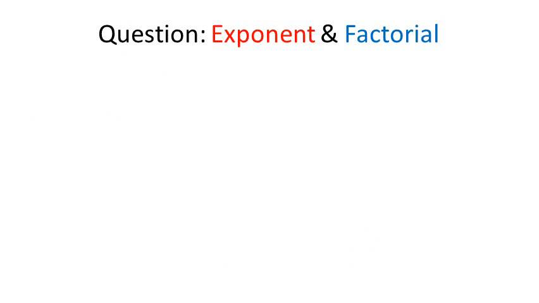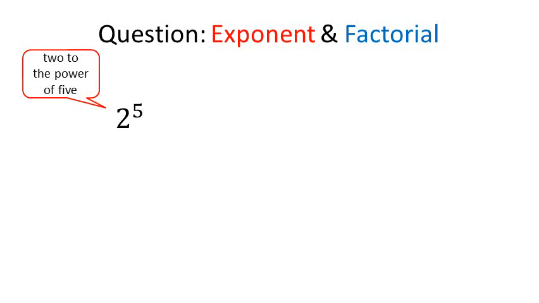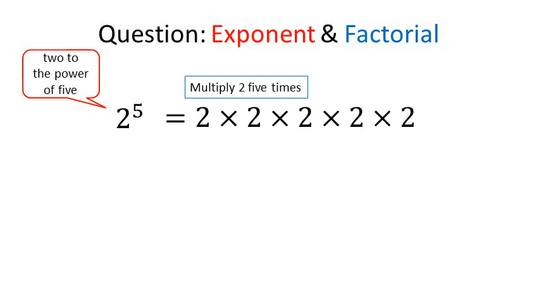Let's try some questions. First question, 2 to the power of 5. This means multiply 2 5 times. So it is equal to 2 times 2 times 2 times 2 times 2. Since this is all multiplication, we can multiply 2 times 2 times 2, which is 8. And 2 times 2 is 4. Now do 8 times 4, which is 32.